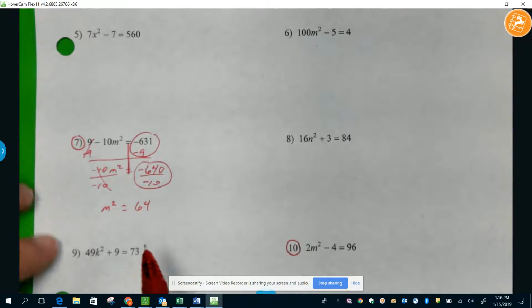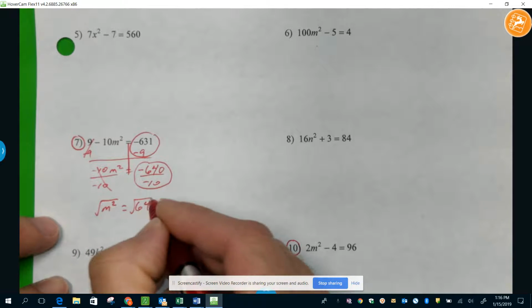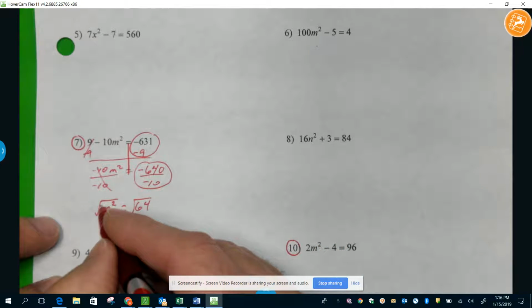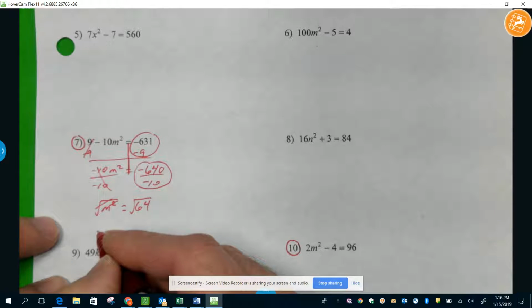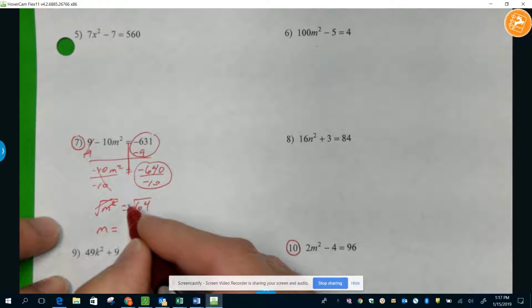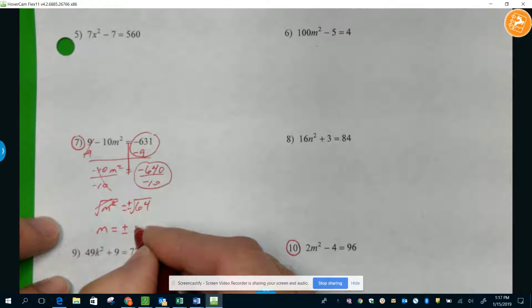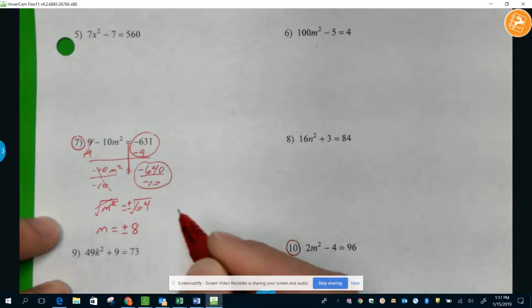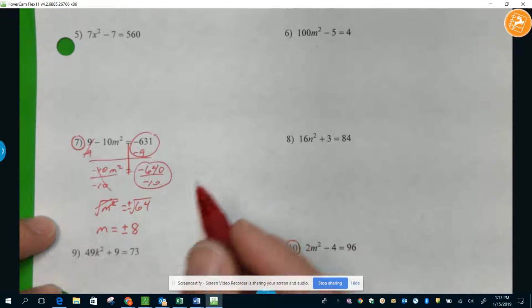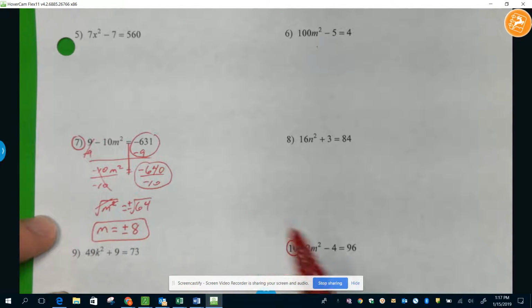Now that my m squared is isolated, I can take the square root of both sides. When I square root the left side, it cancels my squared and leaves me with just an m. When I square root the right, don't forget I need a plus or minus in front of this square root. So I've got a plus or minus, and then the square root of 64, which we should know off the top of our head, is just 8. So my two solutions there: m equals positive 8 and m equals negative 8.